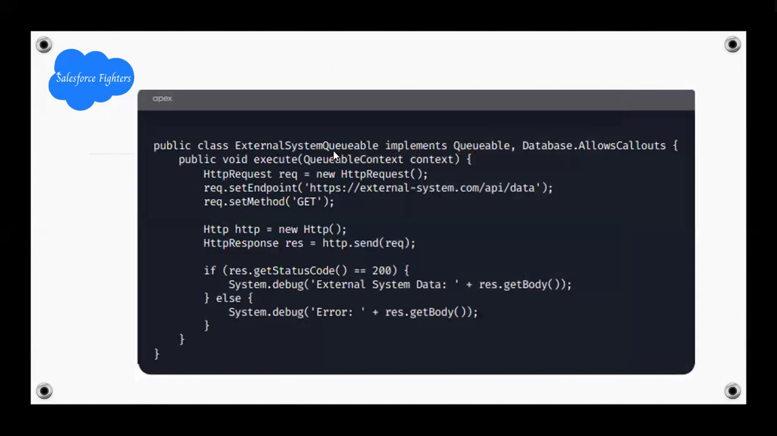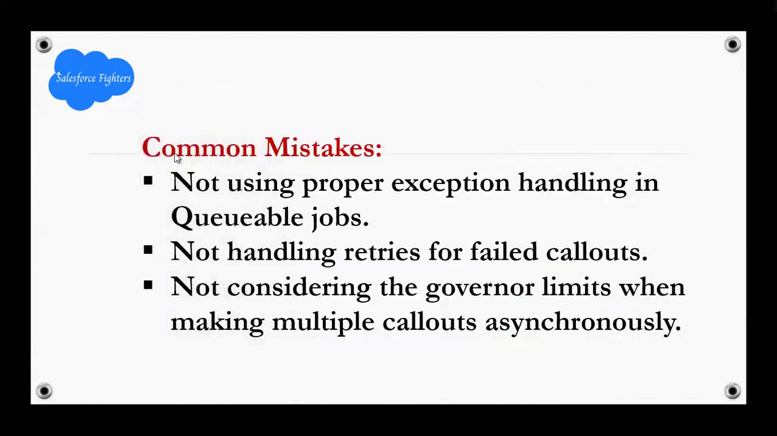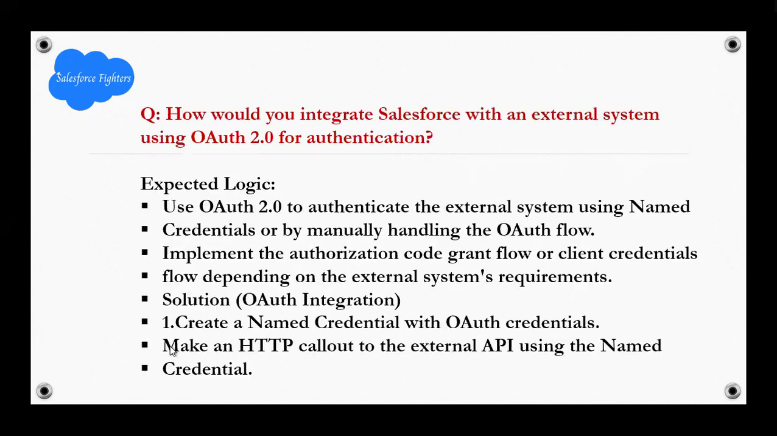Public class ExternalSystemQueueable implements Queueable, Database.AllowsCallouts, then the callout, public void execute(QueueableContext). Common mistakes: not using proper exception handling in the Queueable jobs, not handling retry for failed callouts, and not considering the governor limits when making multiple callouts asynchronously.